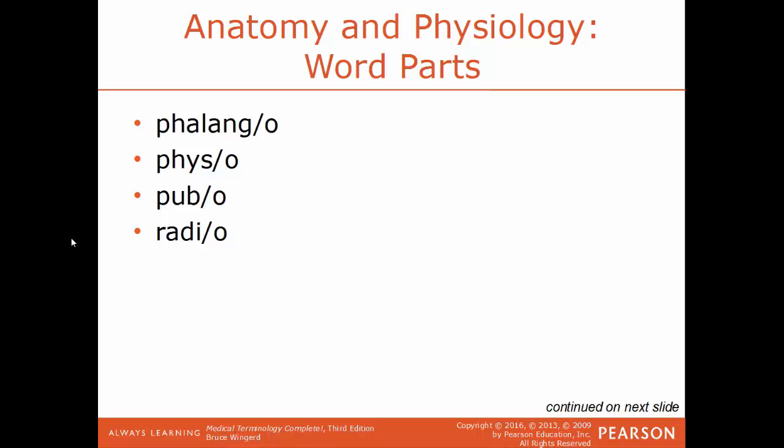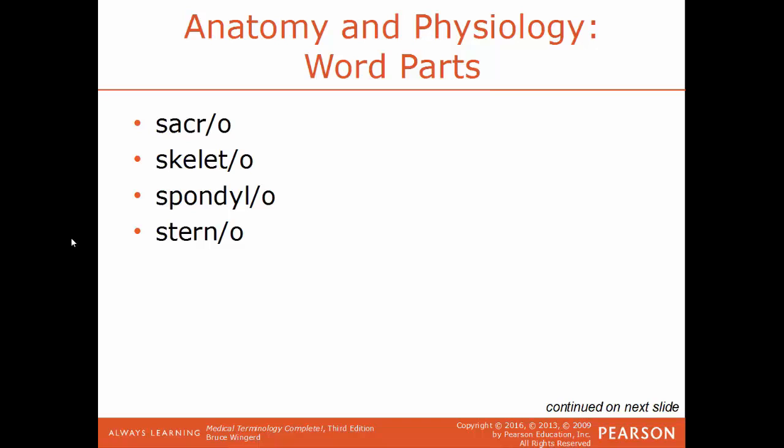Phalango, these are references to the phalanges, which is another term for your digits, so your fingers and your toes. Phys or physo is a reference to air or gas. Pube or pubo is a reference to the pubis, which is the front bone of your pelvis, the pubic bone. And the last one on here, radii or radio, is a reference to X-rays or radioactivity, or the radius, which is a bone in your forearm.